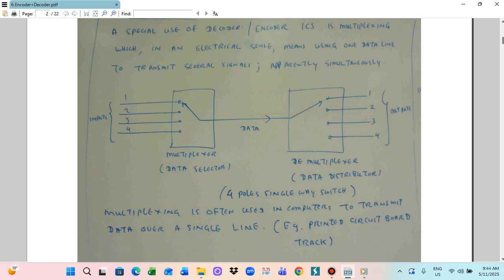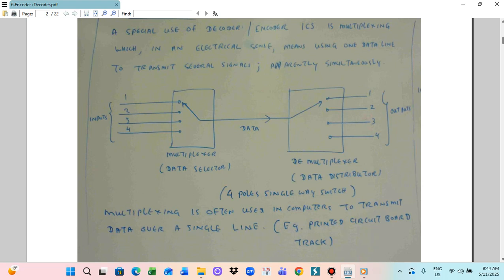So in this case, we use a multiplexer and a demultiplexer. Multiplexer means the encoder system. So there are 4 inputs: 1, 2, 3, 4. We are using the AND gate, NOR gate, and OR gate, and the output is always a single line.